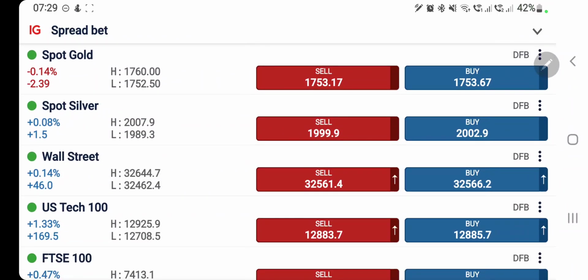US30 and US100 both trading bullish, specifically US100 after Apple's earnings, and yes, both trading with a super bullish bias. Now what is going to happen today, which position we should take in order to make profit, we will see with the help of candlestick charts and indicators.